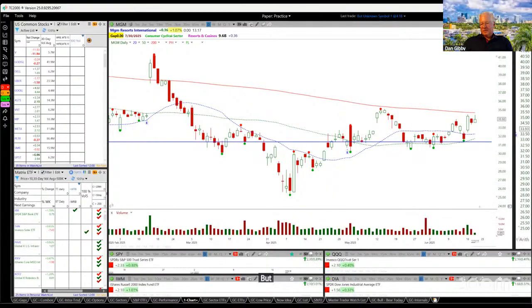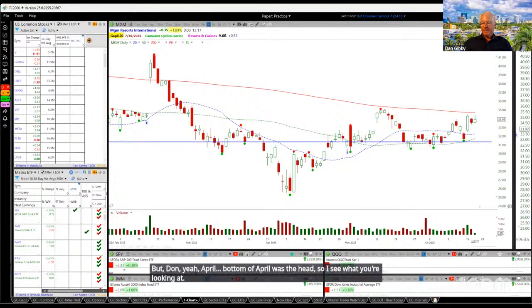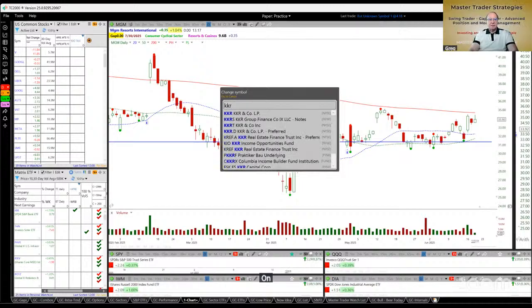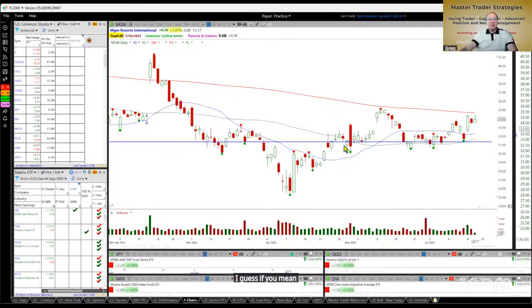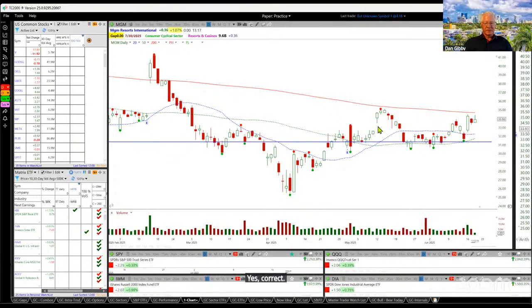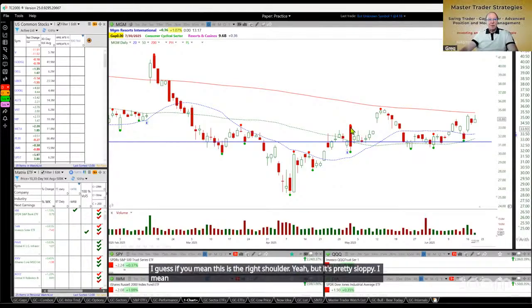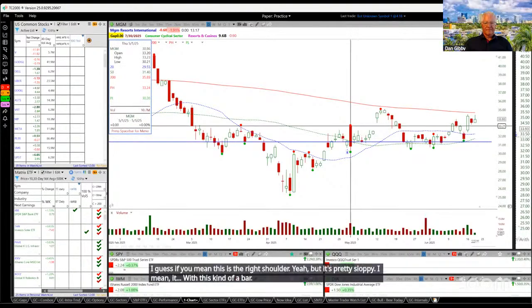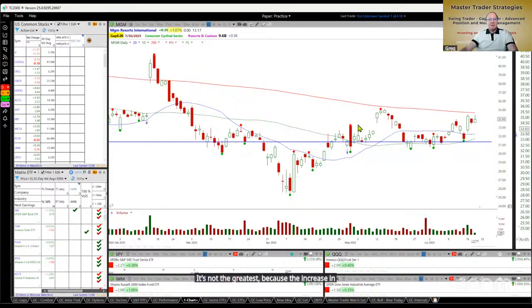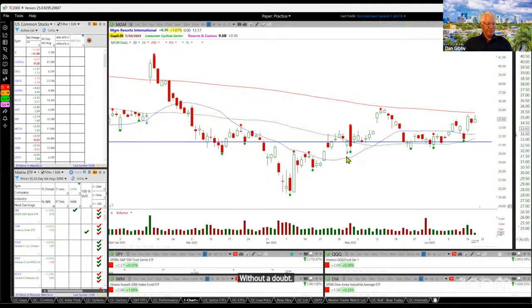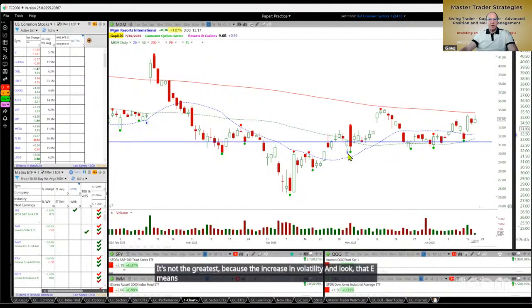But Don, yeah, bottom of April was the head, so I see what you're looking at. On this, yeah, I mean, it's a sloppy one, but yeah. Bottom of April is the head, left shoulder, right shoulder. I guess if you mean this is the right shoulder, correct. Yeah, but it's pretty sloppy. It's not the greatest because of the increase in volatility, without a doubt. Sloppy. And look, that E means that that's when it reported its earnings.